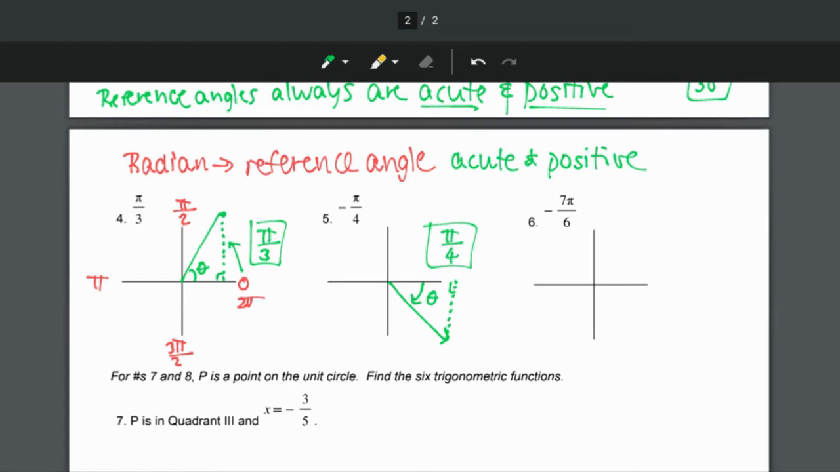For number 6, we're going negative 7 pi over 6. So we're going to go in the negative direction. This would be negative pi or negative 180 degrees. So we're going a little bit more than that. So how much more are we going past the x-axis? Well, 7 pi over 6 was our original rotation, and if we were to subtract off 1 pi, that's 7 pi over 6 minus 6 pi over 6, which is pi over 6. So that is your reference angle.